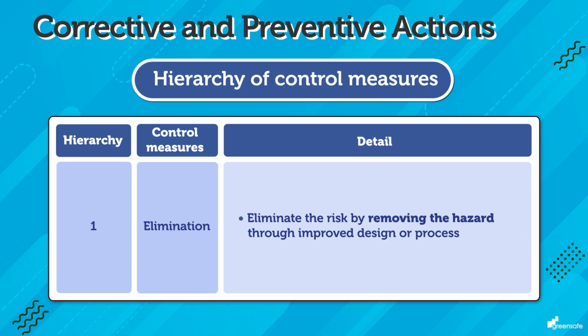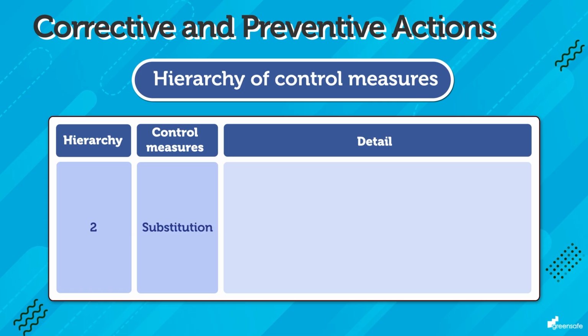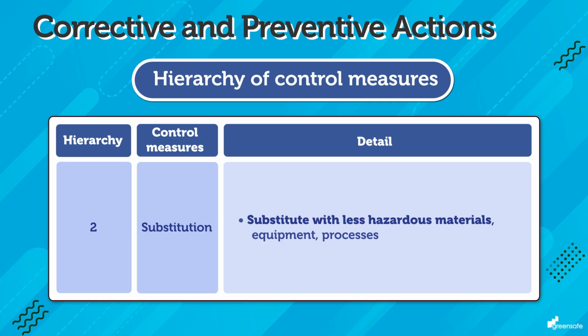The first of the best control measures is elimination. Eliminate the risk by removing the hazard through improved design or process. The second one is substitution. Substitute hazardous materials, equipment, processes, or substances with lesser risk. Some say that this is the inferior version of elimination, but sometimes this may actually be more apt for your incident.